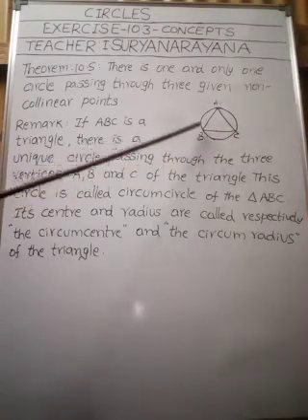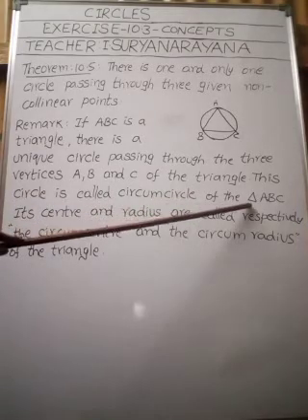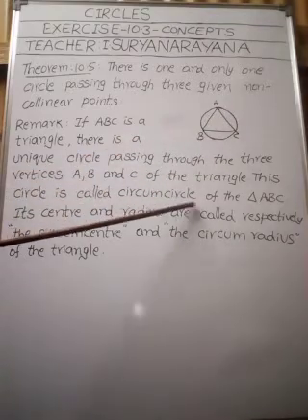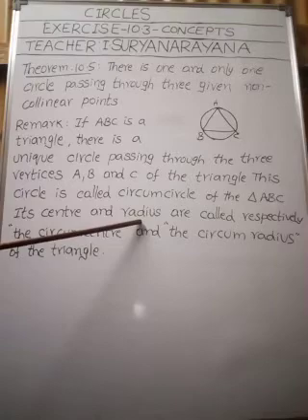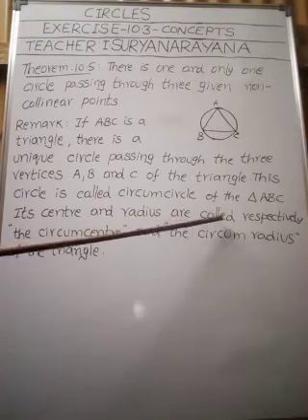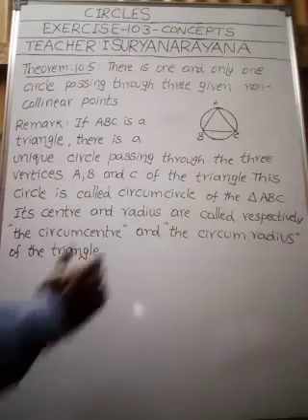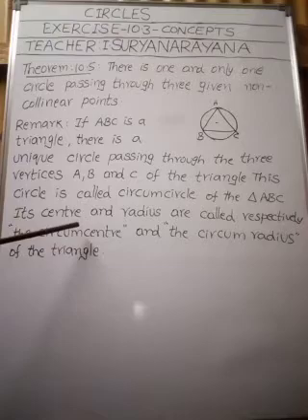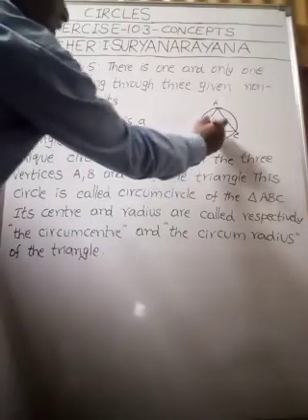Yes, we have drawn this circle. It is called the circumcircle of the triangle ABC. What is this circle called? Circumcircle of the triangle ABC. And its center and radius are called respectively the circumcenter and the circumradius. The center of this circle is called the circumcenter, and the radius of the circle is called the circumradius.